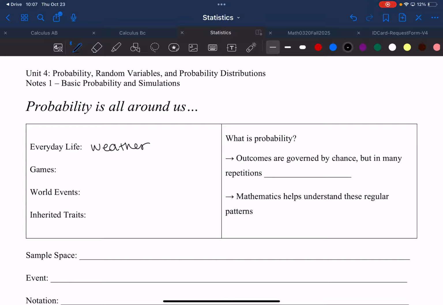Anyone think of a game where we deal with probability? Poker? Okay. Maybe something a little bit more school appropriate? It's not school or poker. I wouldn't say Go Fish, no. Uno? Okay, no.